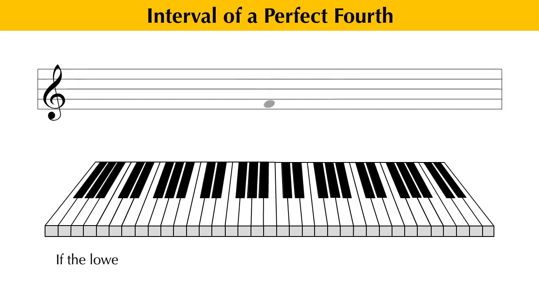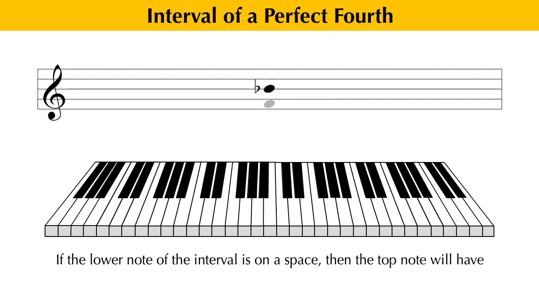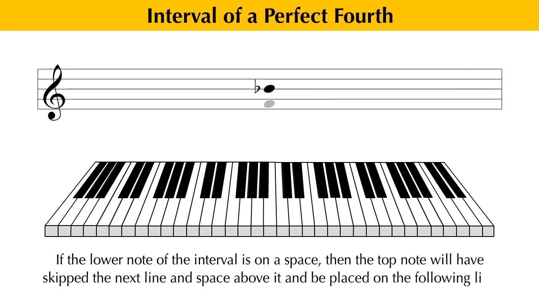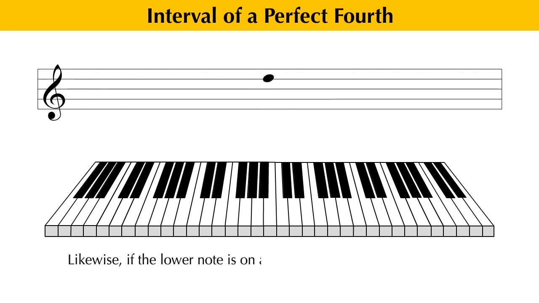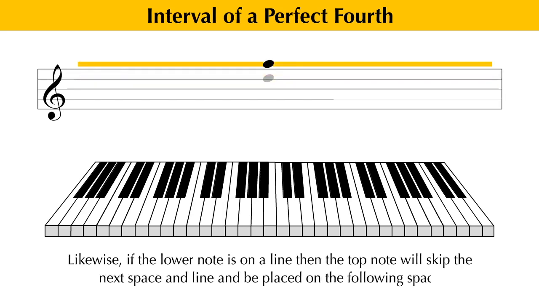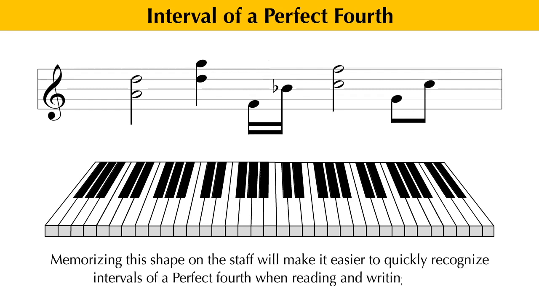For example, if the lower note of an interval is on a space, then the top note will have skipped the next line and space above it and be placed on the following line. Likewise, if the lower note is on a line, then the top note will skip the next space and line and be placed on the following space. Memorizing this shape on the staff will make it easier to quickly recognize intervals of a perfect fourth when reading and writing music.